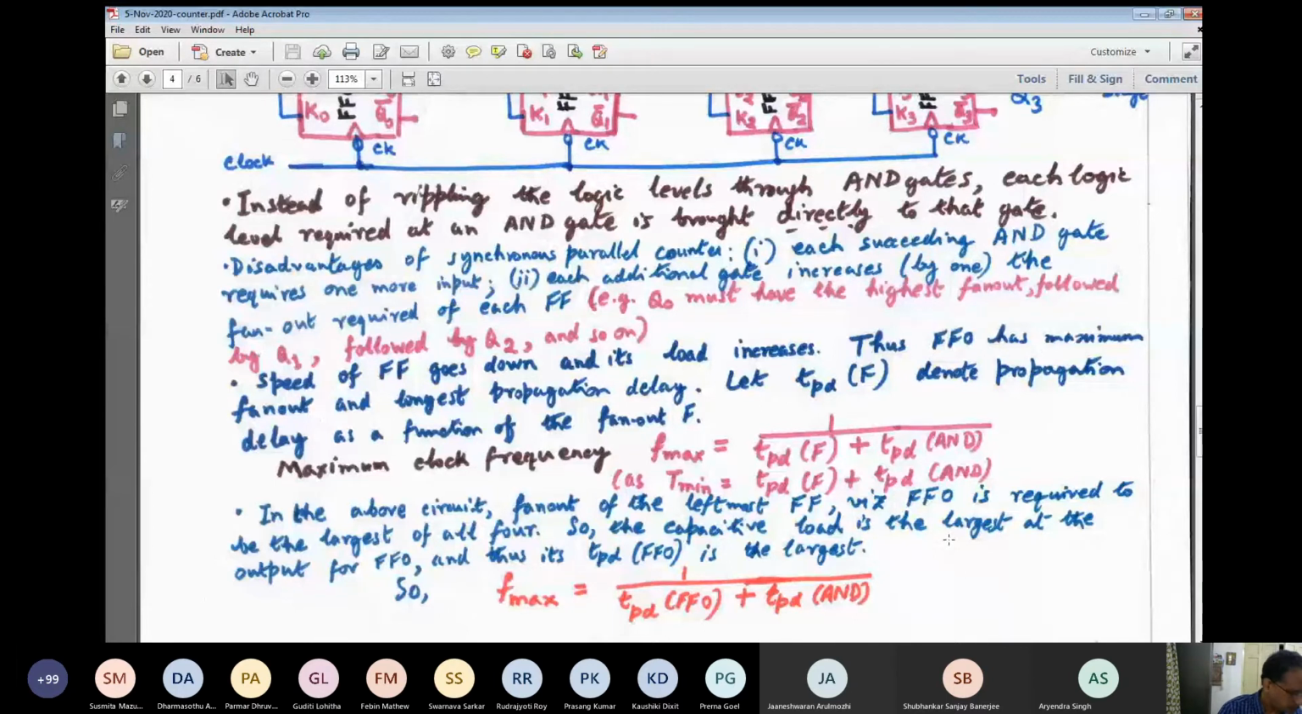So why is TPDF of the leftmost flip-flop? Is it because of the fact that you see why it is a synchronous parallel counter? Because Q0 affects the time by which all JK flip-flops of all the right neighbors of this FF0 will undergo a change from 0 to 1. So it needs to be fed to all of them.